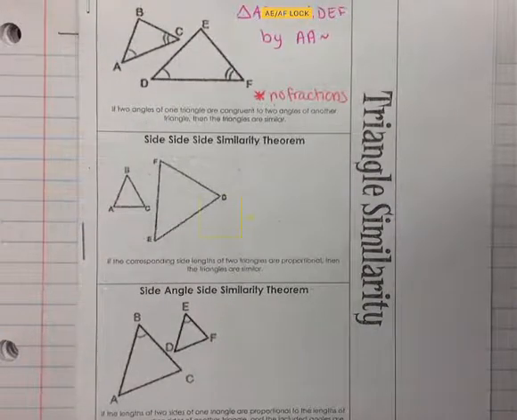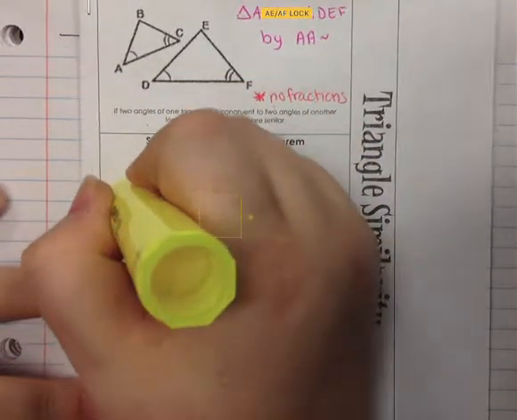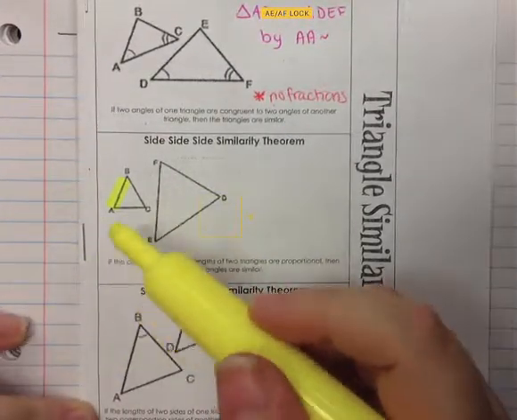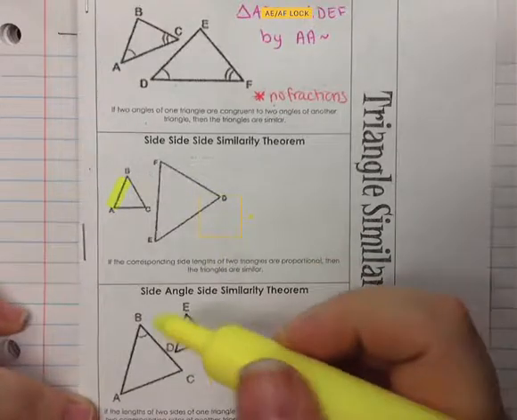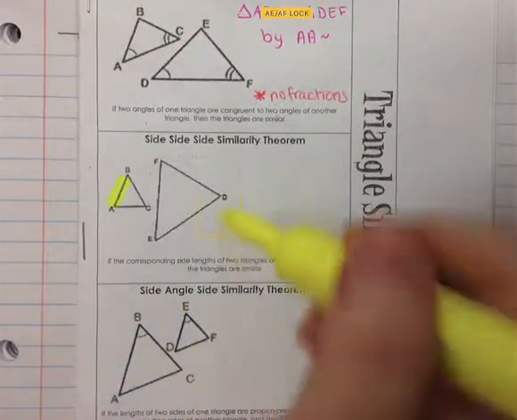So if we start with side AB, I'm going to highlight that because I can't mark them congruent, because proportional means that they have the same ratio, as in 1/2 is the same ratio as 2/4, which is the same ratio as 4/8. So that means that it has the same decimal value. So segment AB, let's say it was proportional to segment DE.